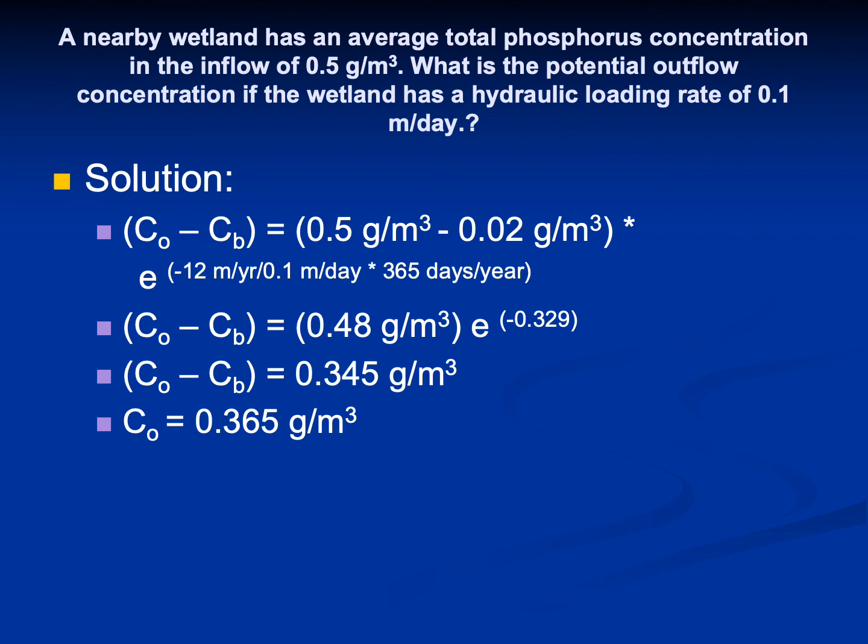So for our solution, the outflow concentration minus background is equal to the inflow minus background, 0.5 minus 0.02, times the exponential function to the power of negative Ka divided by the hydraulic loading rate. Please note that since the loading rate was given per day, we need to multiply it by the number of days per year in order for the units to cancel out. The units of the exponent must cancel so that the exponent is unitless for this to work correctly. With that conversion, our exponent is negative 0.329, and our final outflow concentration is 0.365 grams per cubic meter.